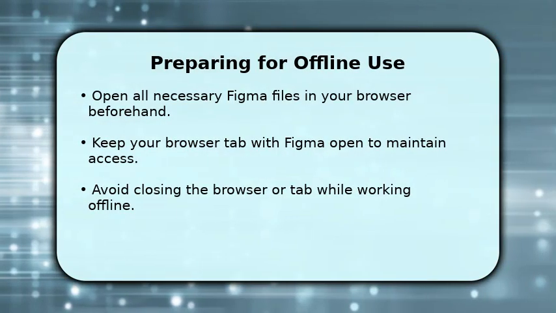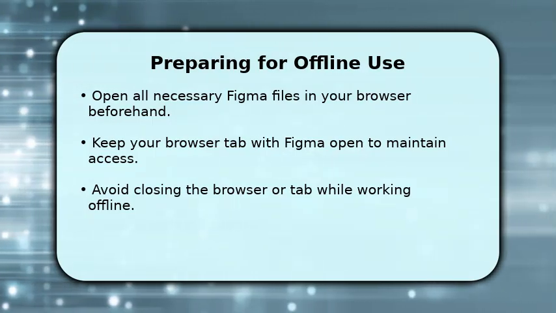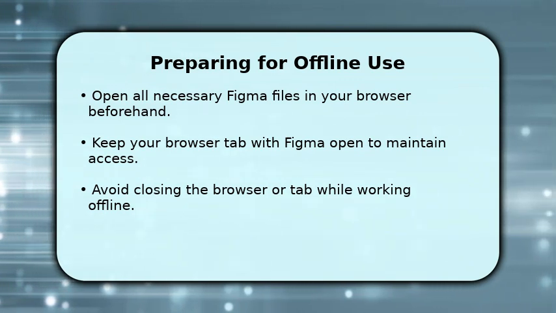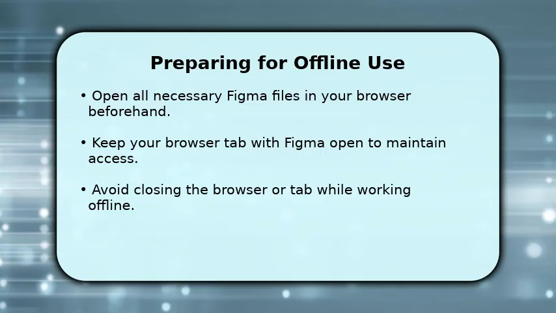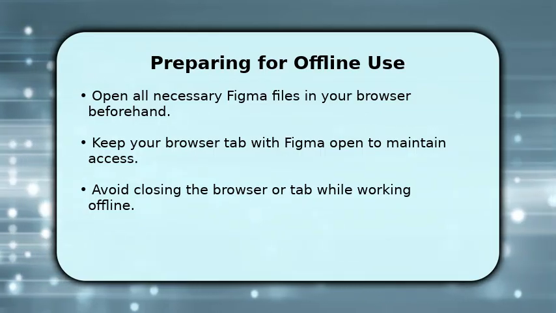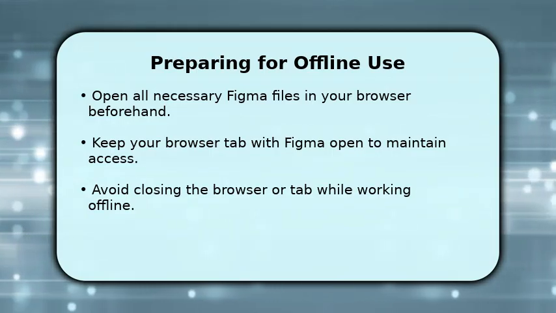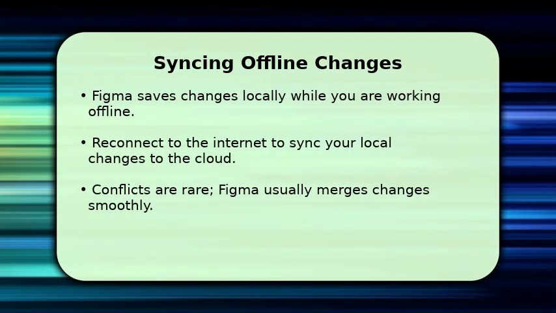Before going offline, make sure to open every Figma file you plan to work on. This preloading step is crucial because Figma needs to fetch the file data from its servers. Once loaded, keep the browser tab or window with Figma active. If you close the tab, you'll lose your offline access to that specific file and will need to reconnect to open it again. When you're working offline, Figma intelligently saves all your edits locally within your browser's cache.